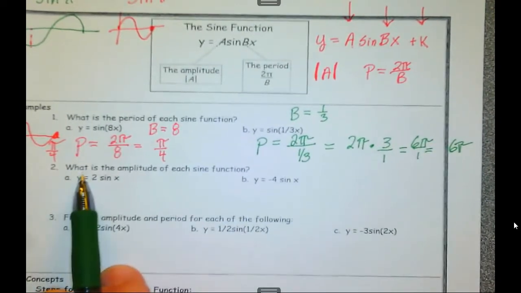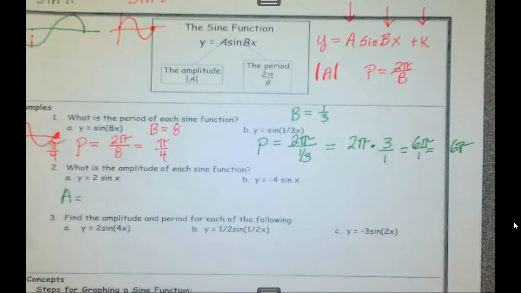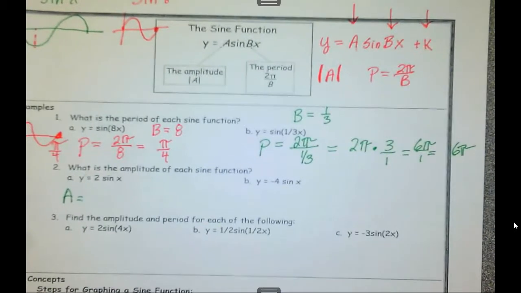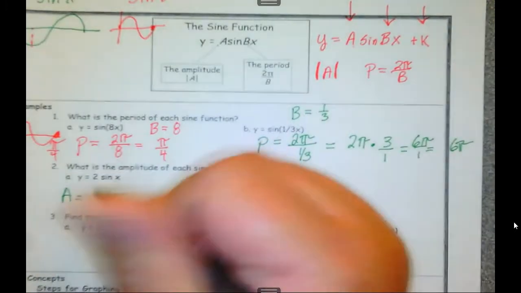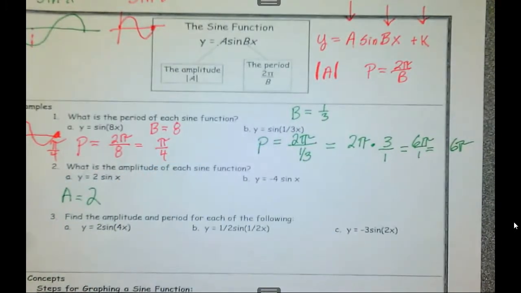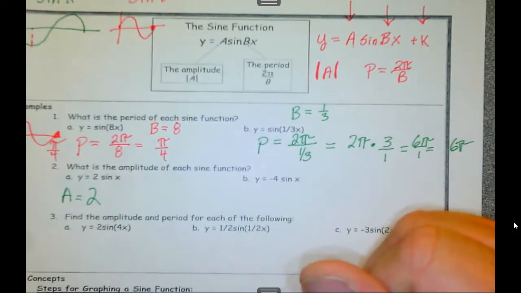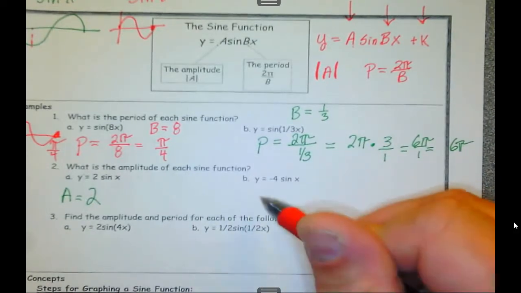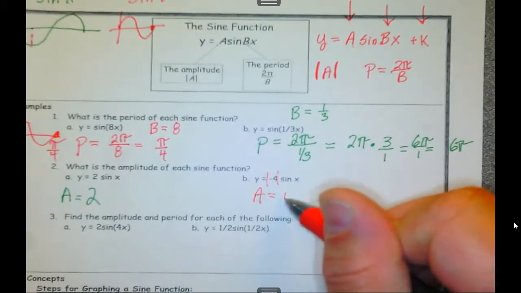Okay, what's the amplitude? This is easy. What's the amplitude of 2a? 2. That was hard. What's the amplitude of b? Thank you. It's the absolute value of a, which is 4.